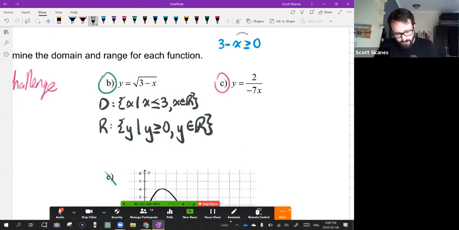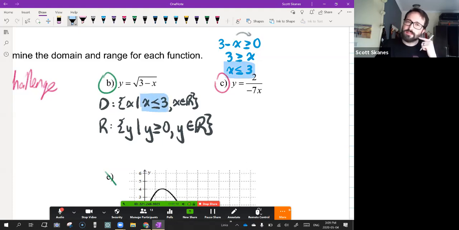So we see 3 must be greater than or equal to x. Or in other words, if we just switch the sides, I'll just put it down here. That means x must be less than or equal to 3. Sorry about that. Which is the same thing that our graph told us, but it shows it by math.